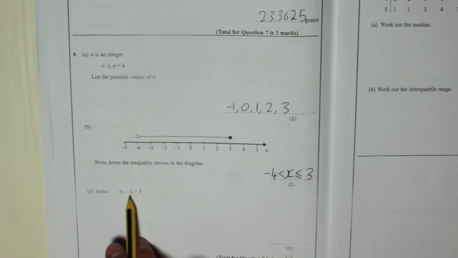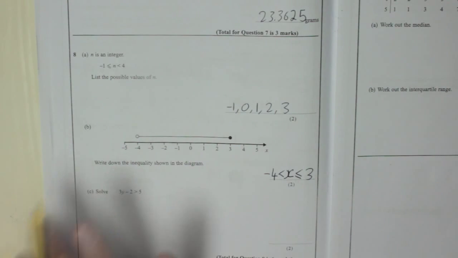Part C. Solve 3y minus 2 is greater than 5. Basically, do it the same as you would an equation where it says equals. Okay, exactly the same. But if you multiply or divide by a minus number, you need to reverse the sign. But we won't need to on this.